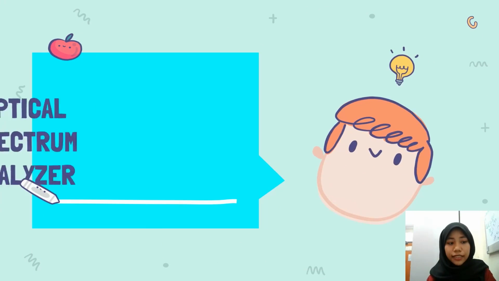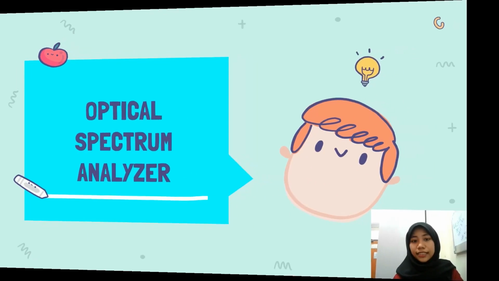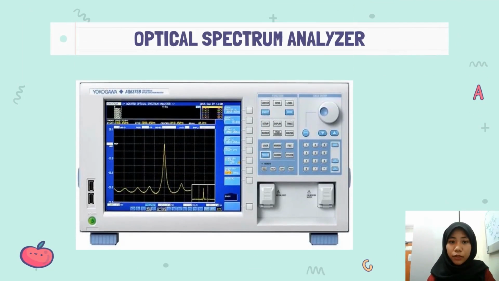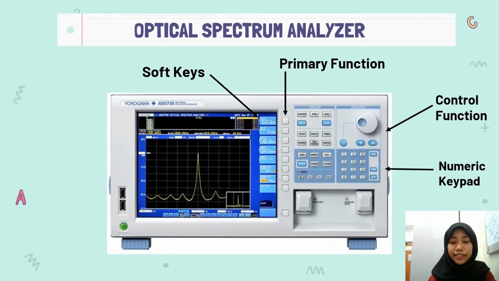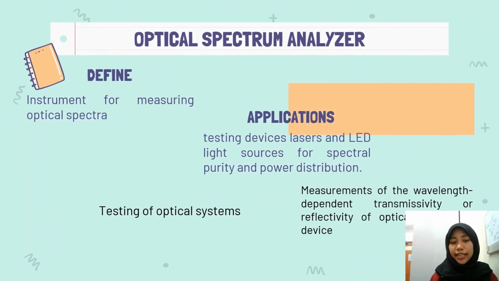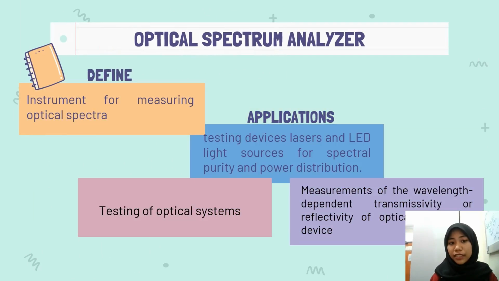For the second one is the optical spectrum analyzer. This is the picture of the optical spectrum analyzer. Parts of the optical spectrum analyzer: there are soft keys, primary function, control function and numeric keypad. The analyzer is an instrument for measuring optical spectra. The applications: first, testing device laser and LED light source for spectral purity and power distribution. Second, testing of optical systems. And third, measurement of the wavelength dependent transmissivity or reflection of optical fiber devices.